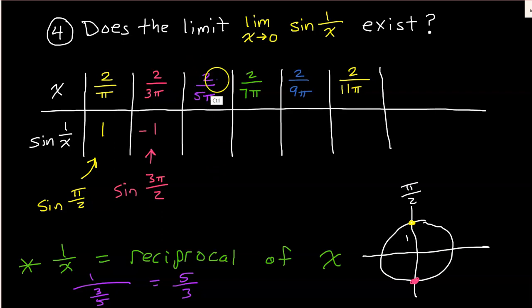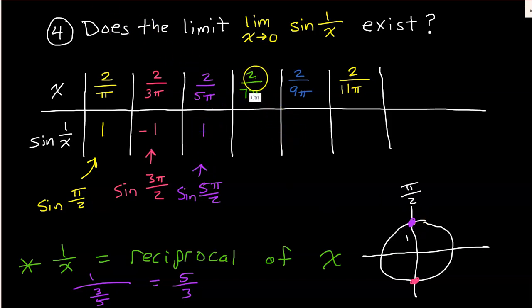Okay, the reciprocal of this is 5 pi over 2. So that means the sine of 5 pi over 2. Well, this is 1, 2, 3, 4. 5 pi over 2 is going to be back here at the top again. And that's going to be +1.